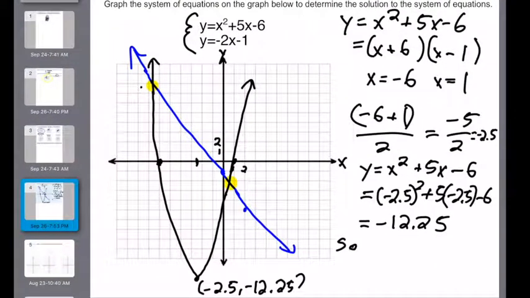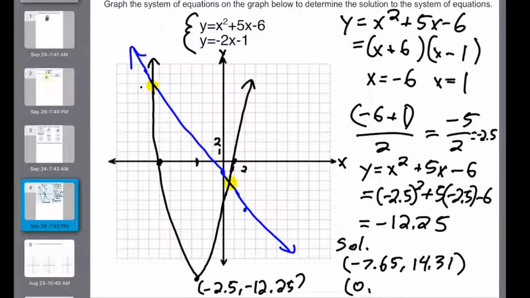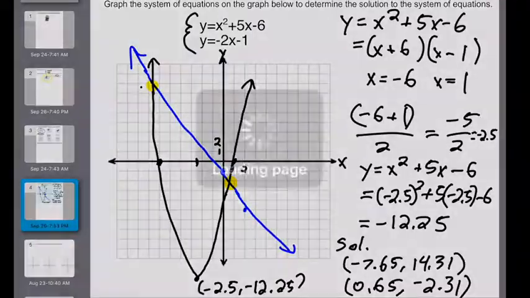So we'd want to say that we have solutions at -7.65 and 14.31, and 0.65 and -2.3. All right, let's carry on.